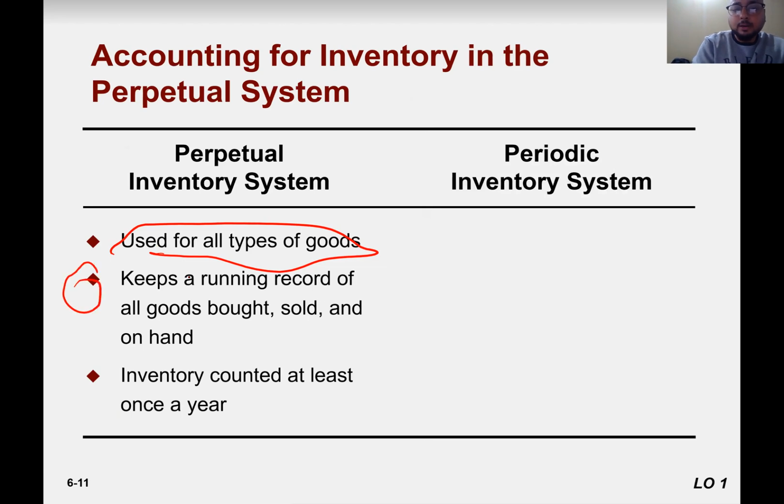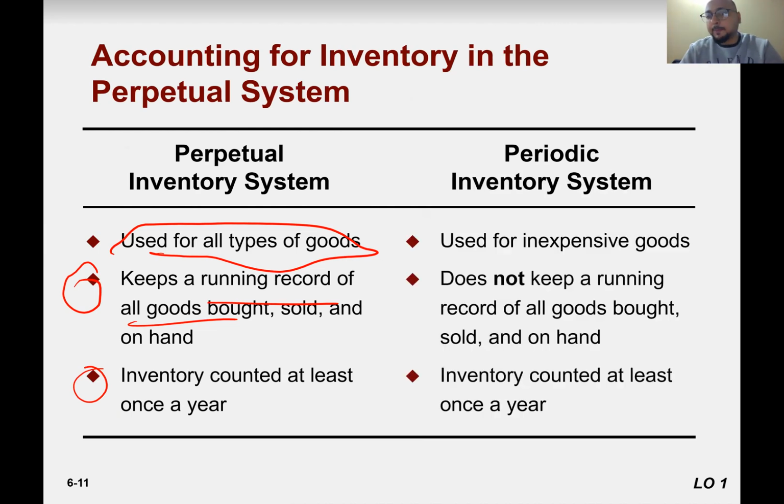You keep running records of goods bought, sold and on hand. It means you are making the goods, you are selling the goods, so everything is on a perpetual, running basis. In this case, inventory should be counted at least once a year. You can count on a daily, weekly, monthly, quarterly or annual basis, but at least once you should count the inventory. How much inventory is left? The thing is that sales and purchases happen around the clock, right?